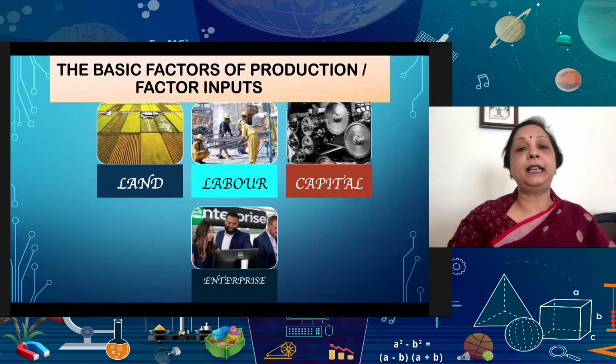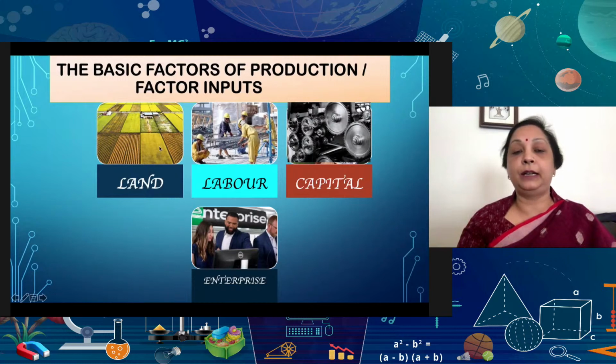Our production takes place with the help of 4 basic factors of production, which are known as factor inputs. What are those factor inputs? The first one is land. Land may be agricultural land that I've shown you here, or it could also mean a factory. So land also means a factory building. So land is the base. This is one of the basic factors of production with the help of which production takes place.